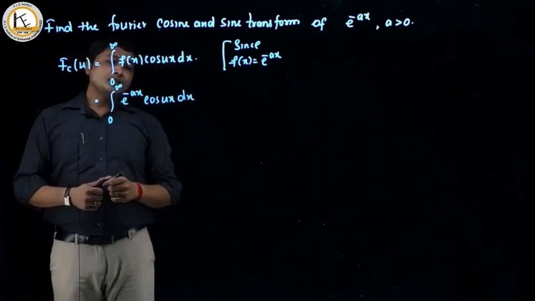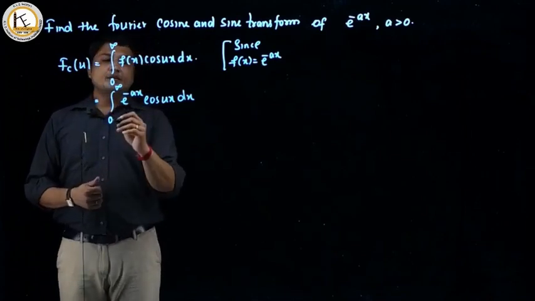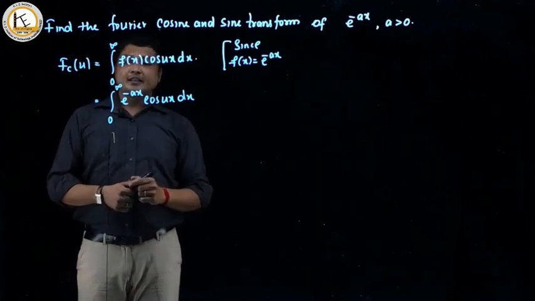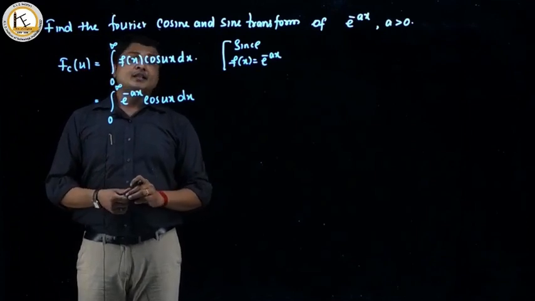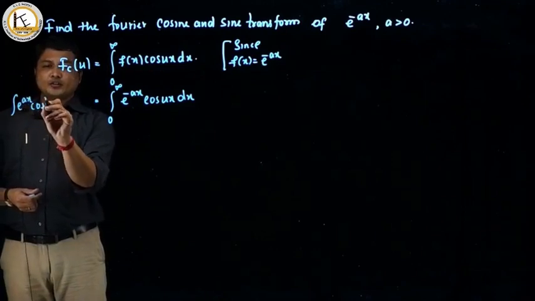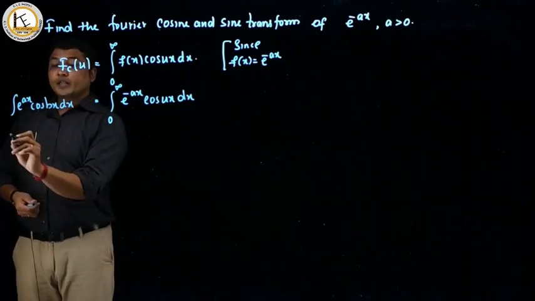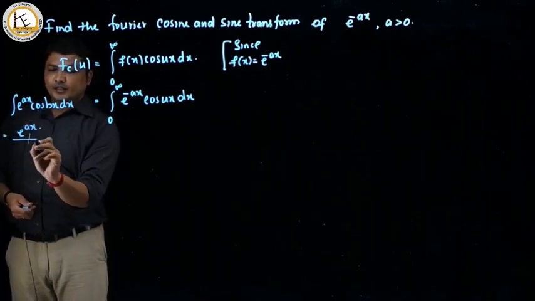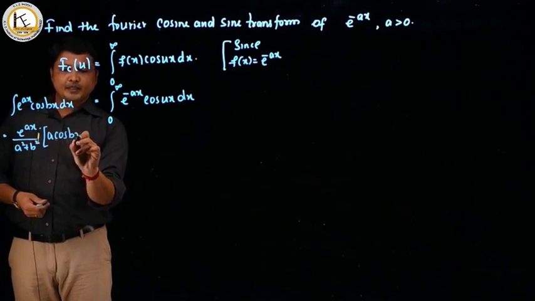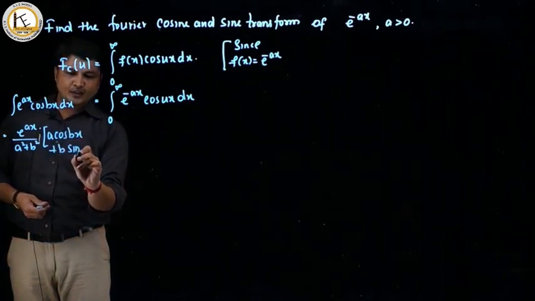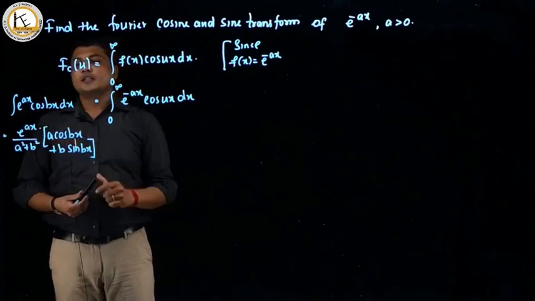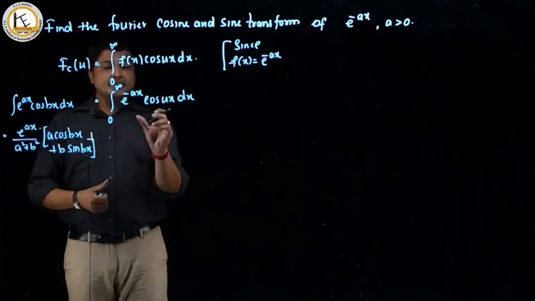Now we need to evaluate this function, the product of two functions between the integral 0 to infinity. And since we know that e raised to minus ax into cos ux is already in the standard form, we have a formula here: integration of e raised to ax into cos bx with respect to x can be written as e raised to ax divided by a square plus b square into a into cos bx plus b into sine of bx. So this is the integral of the product of e raised to ax into cos of bx. So the same formula we apply here.